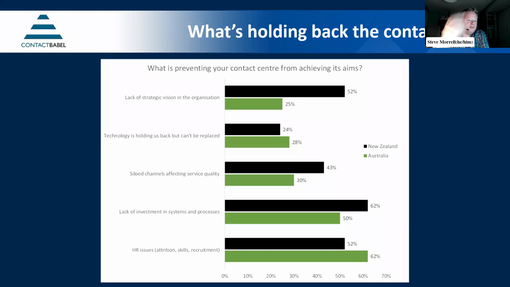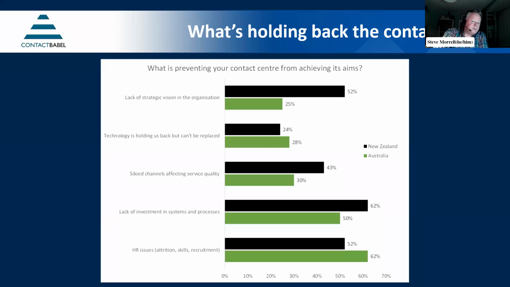There's also the age-old budget issue. The lack of investment in systems and processes seems particularly important in New Zealand there. Technology as a whole is seen as less of a problem, although it's worth commenting that 43% of New Zealanders say that the siloed channels are affecting service quality, and that's through not being able to offer a full omni-channel experience to their customers, with all the attendant problems that causes.